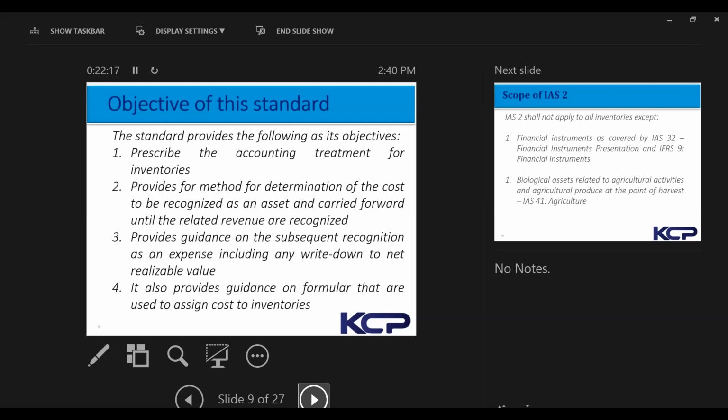Then it also provides guidance on formulas that are used to assign costs to inventories. So it tells us what method we should use, which is valid, which is not, which is recognized by the standard, which is not. Let me put you to the test. What are the methods or the formulas that you are aware that the standard recommends that we should use when valuing cost of inventories?